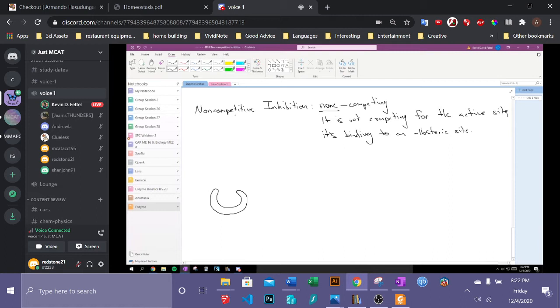Okay, since we know by definition the inhibitor is non-competing, it's non-competing for the active site. We know there must be an allosteric site. So let's draw that out. Let's hotbox this in red in the back. Let's draw our substrate. There's our substrate. Let's draw our inhibitor.